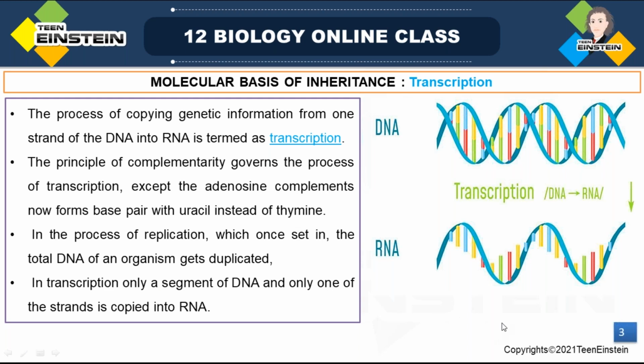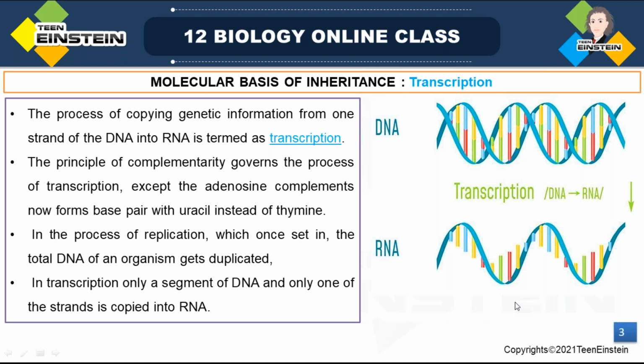But in RNA, what is the difference? In DNA, you can see adenine pairs with thymine, then guanine with cytosine. But in the case of RNA, what is the difference? In RNA, adenine is pairing with uracil. Instead of thymine, uracil is present in RNA.